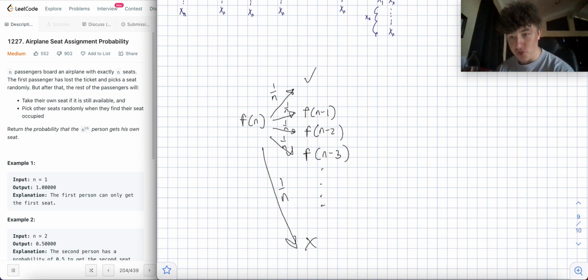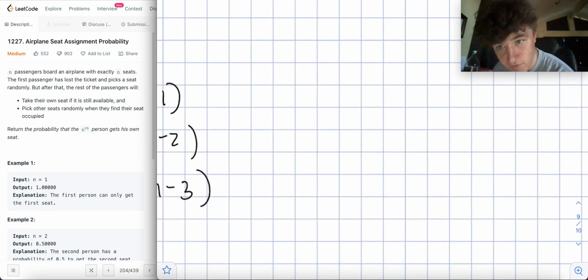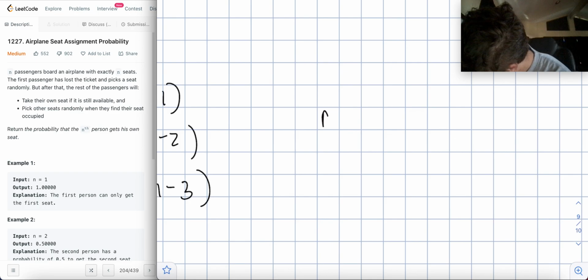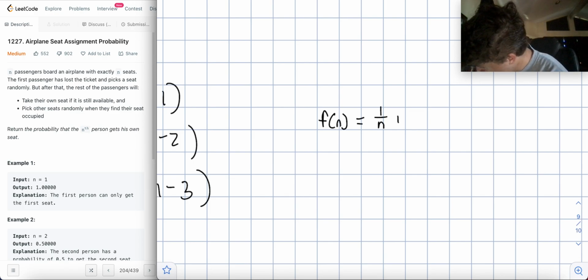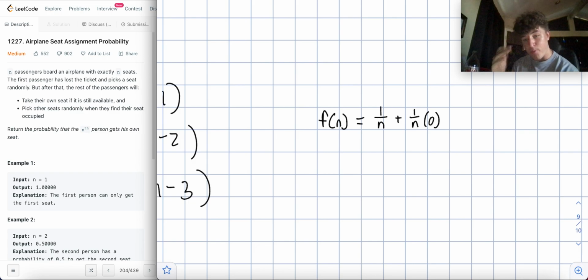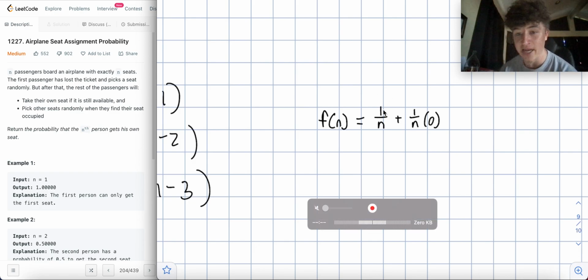So the recurrence relationship here of this problem is, let's write it nice and clear for the people in the back. F of n equals 1/n times it works out, plus 1/n times it doesn't work out, right? Because we're talking about probability here. 1 out of n times at random, it's going to work out. 1 out of n times at random, I'm going to select the last person by accident. It's not going to work out.